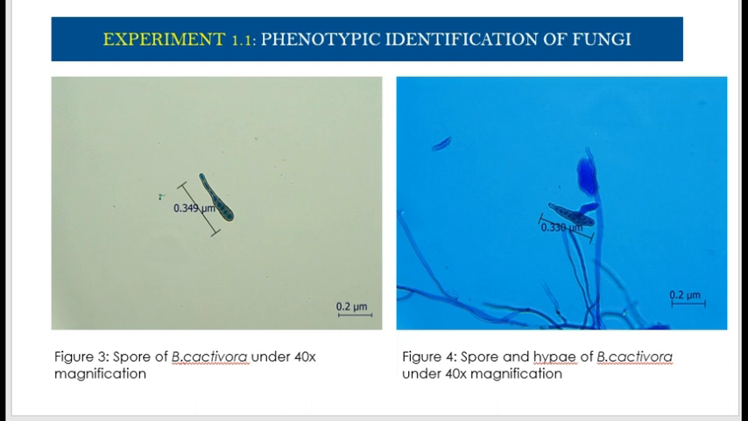As we can see in figure 3, this is the spore of Bipolaris cactivora under 40 times magnification. And figure 4 is the spore and hyphae of Bipolaris cactivora under 40 times magnification. The Bipolaris cactivora has hyaline hyphae. Conidia are light to dark brown, mostly curved or canoe shaped.